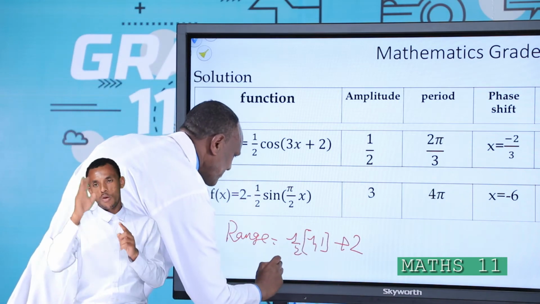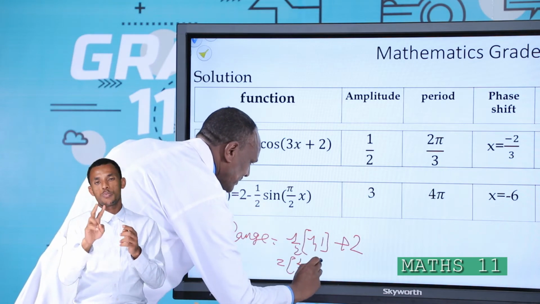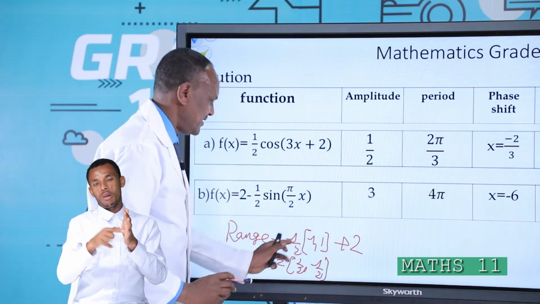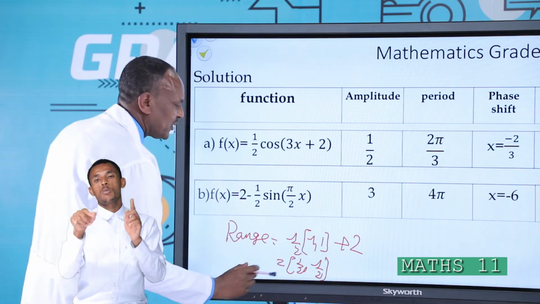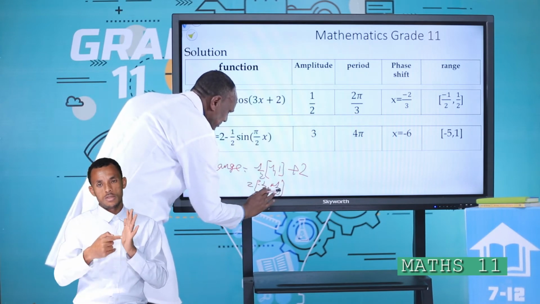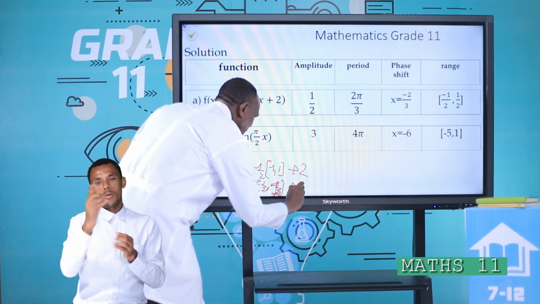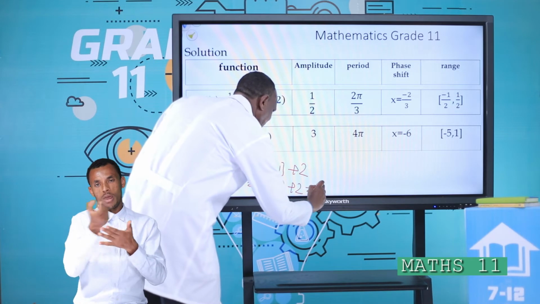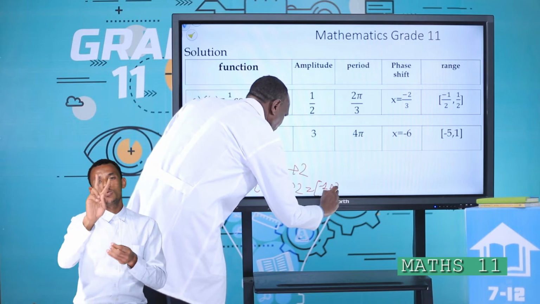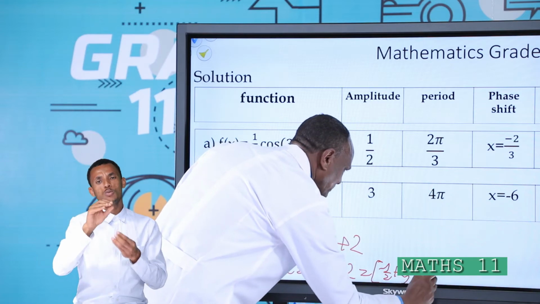Negative half times negative 1 gives positive half. Negative half times 1 is negative half. So the order must be changed, since positive cannot be less than negative. Adjust the sign. The first one is negative half, the second one is positive half, plus positive 2. So this could be written as the minimum value, negative half plus 2, and the maximum value, 1 over 2 plus positive 2.